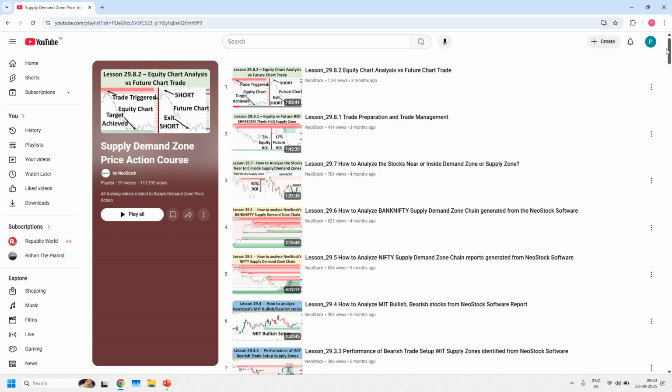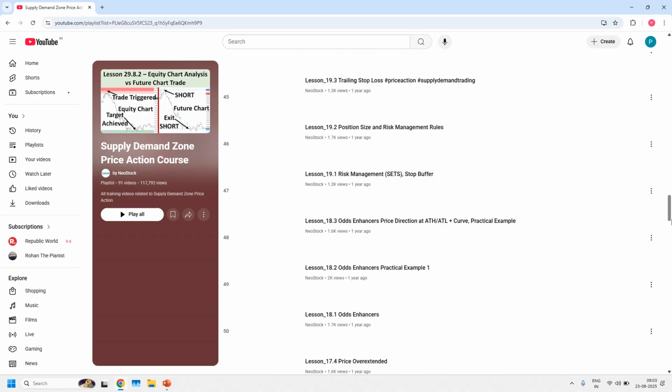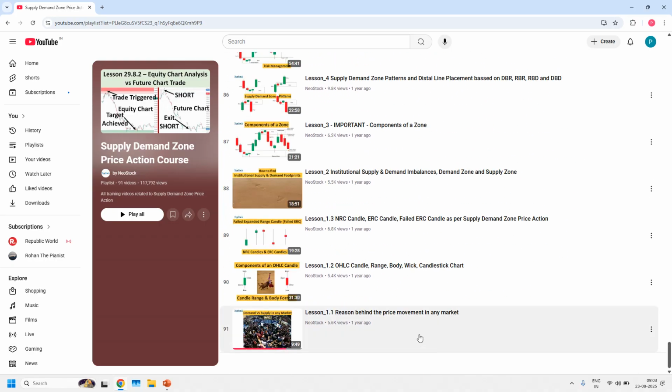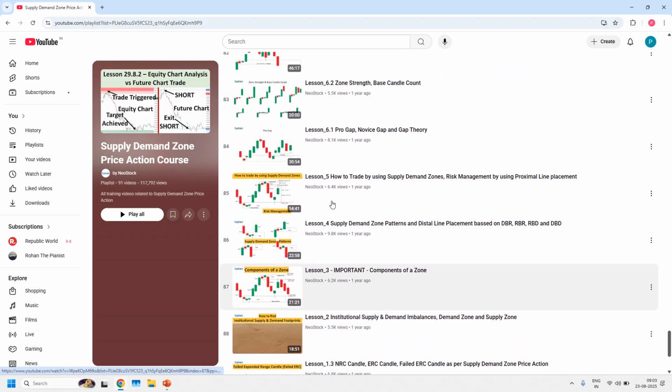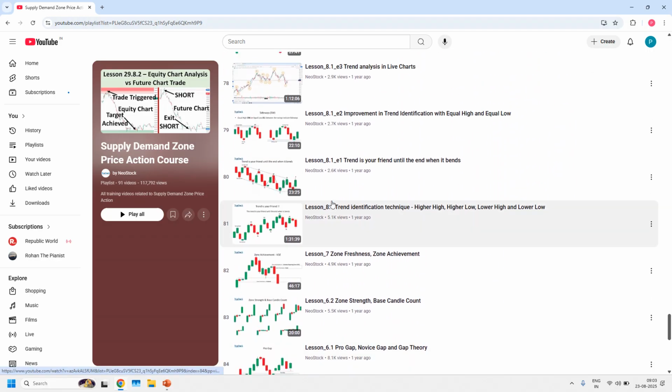To access the first lesson, scroll down to the bottom of the page. Here, starting from lesson 1.1, I kept all the training lessons in order. So please go through all these lessons one by one. But you should learn all the training lessons according to my training instructions. Then only this course will be useful to you.